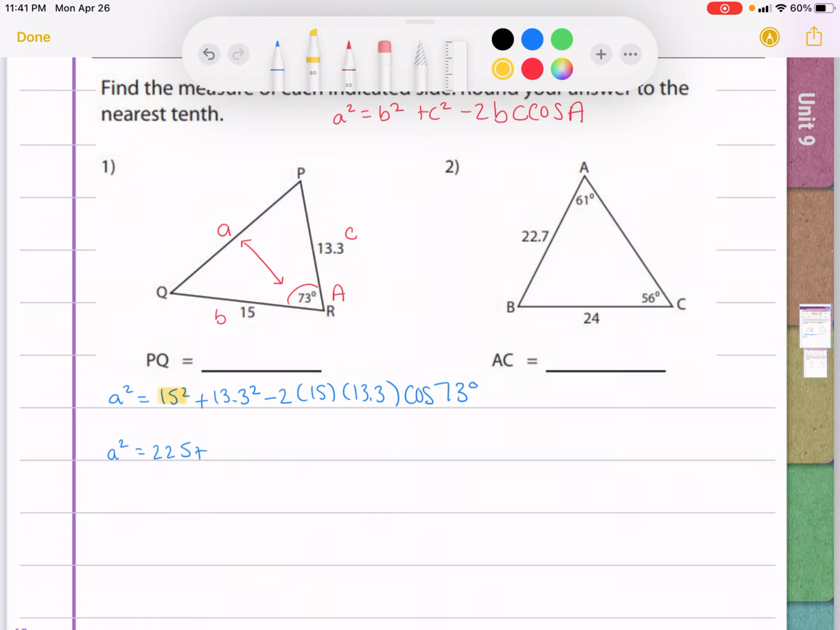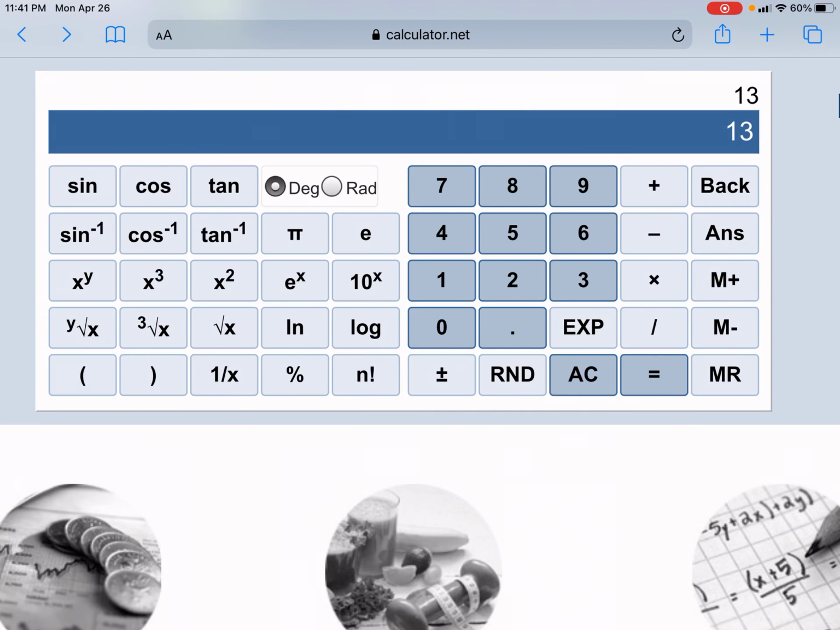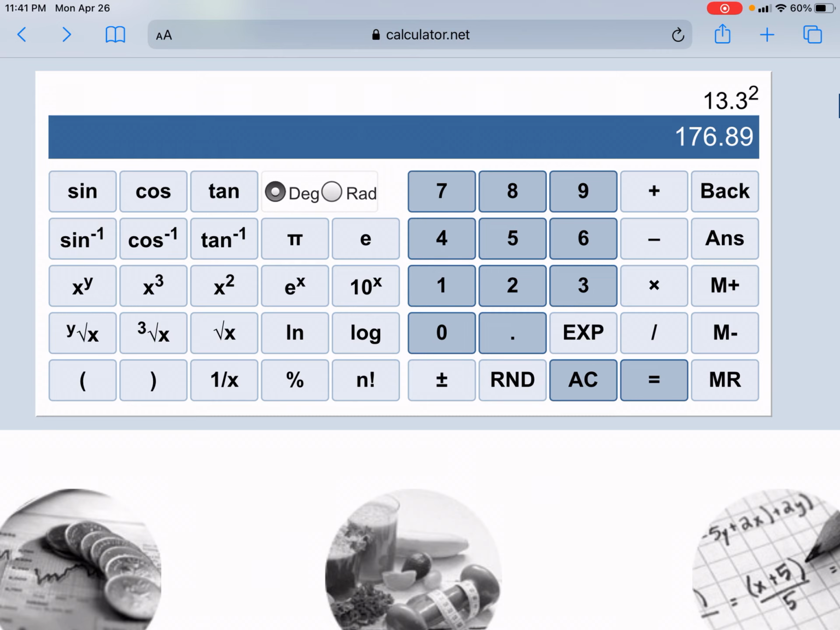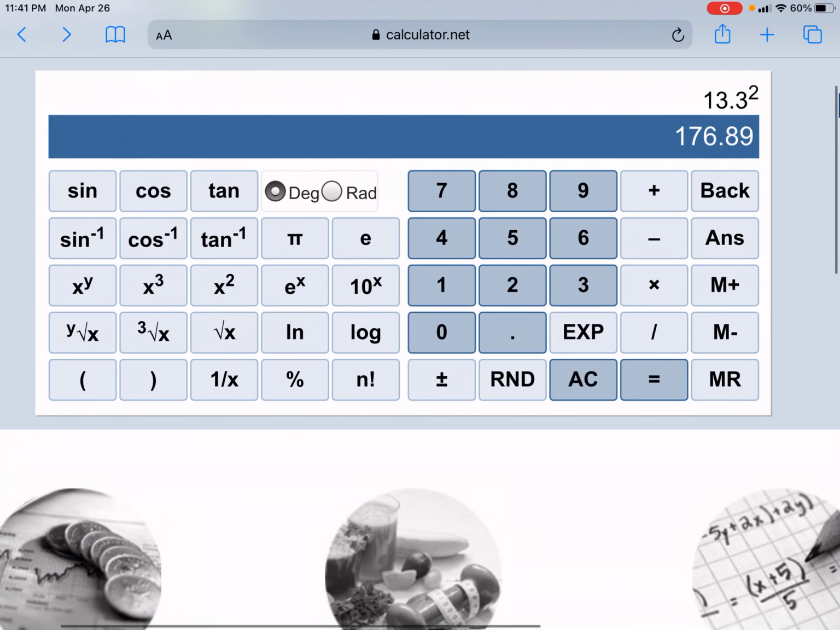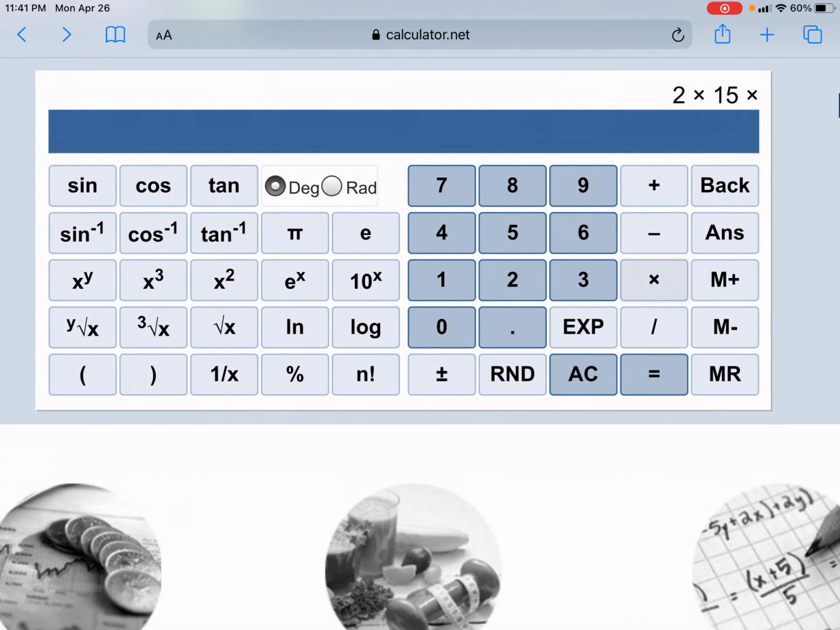Then next, I'm going to do 13.3 squared. That comes out to 176.89. Now I'm going to do this whole piece: 2 times 15 times 13.3 times cos 73. And that comes out to 116.656.